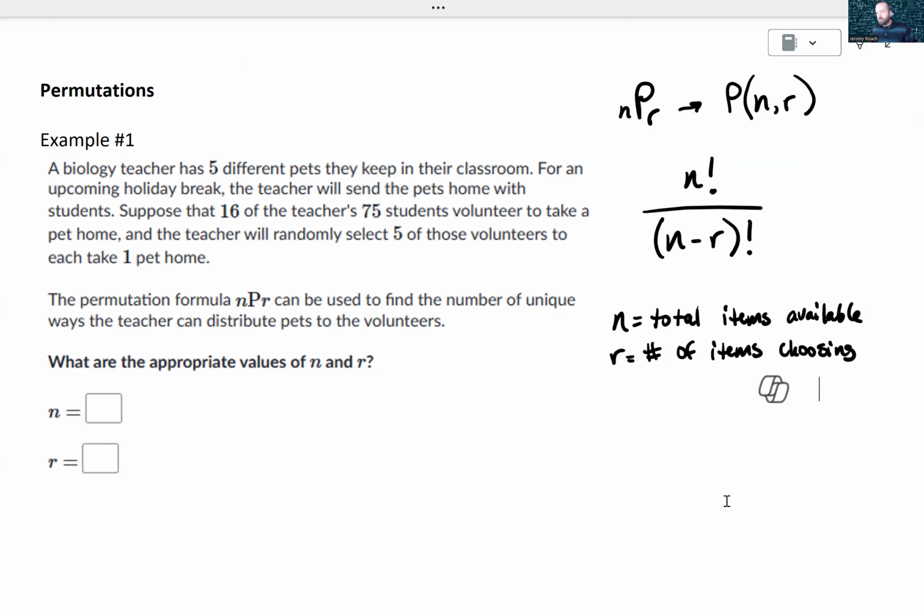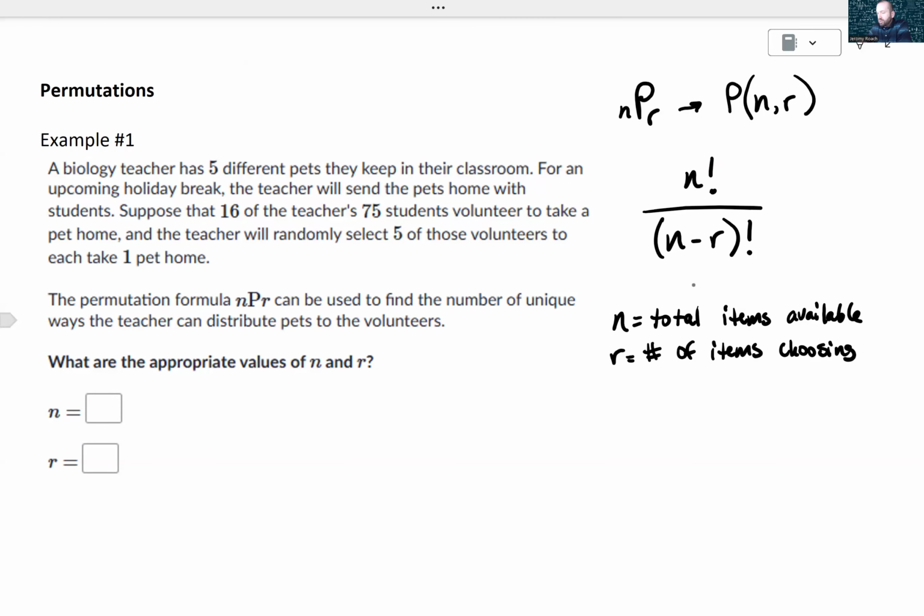And it says we can use the permutation formula. What is N and R in that formula? So you might at first glance think, oh, there's 75 students, but let's think about what we're selecting. 75 is not what N is. At first glance, it might seem like that because it's the biggest number, but what we're talking about is there are a set of students who are going to be selected volunteers to take a pet home.